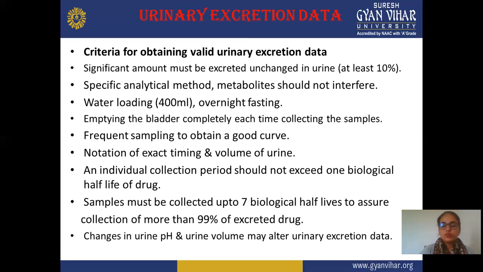And in this, a change in urine pH and urine volume may alter the urinary excretion data. It means if you are eating or drinking something, there may be a change in urine pH or urine volume; it may become more acidic or more basic, or the volume of urine excretion may also increase. So you take precautions and make sure to check whether the pH or urine volume excretion data is changing. So these are the criteria.